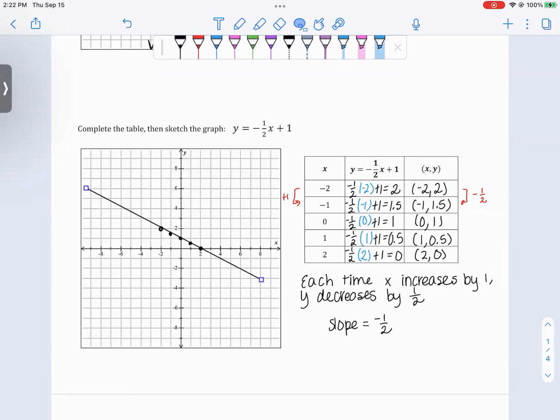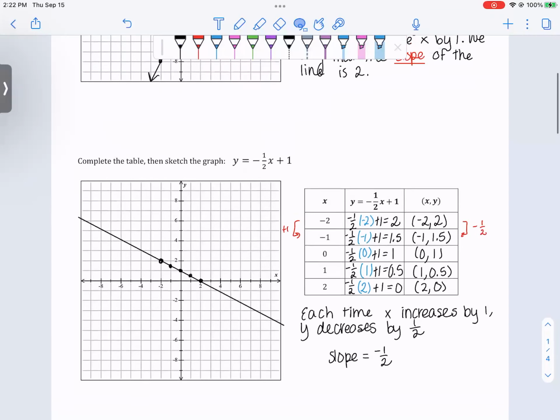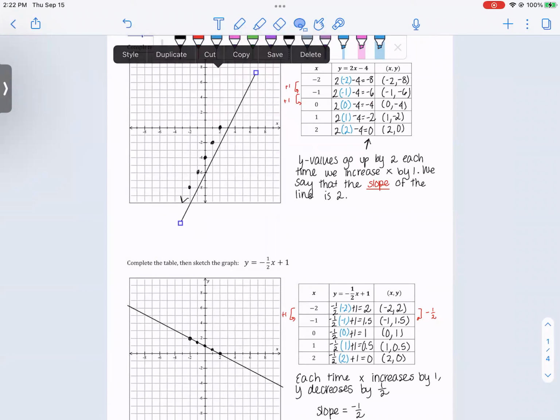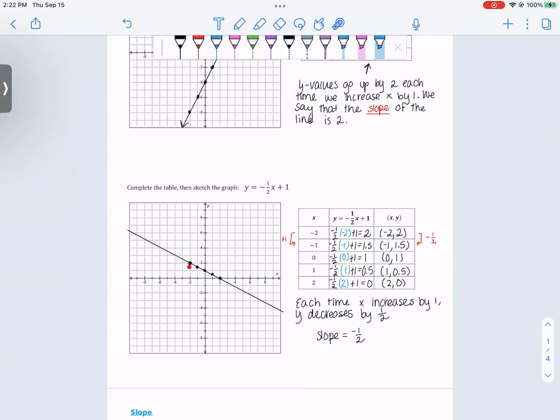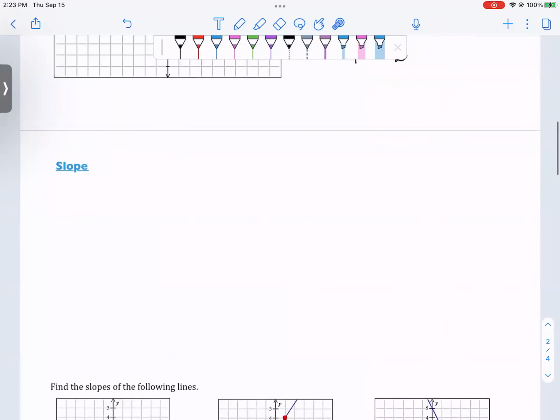Good enough. There we go. So the slope of this line up here is 2. Every time we increase x by 1, we go up 2 in our y value. Slope over here, we go over 1, we go down 1/2.